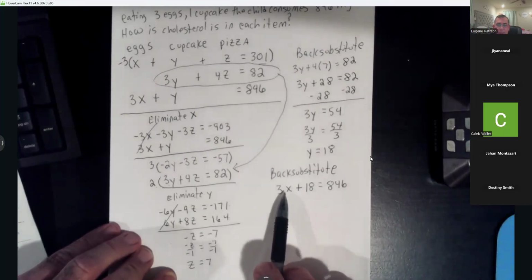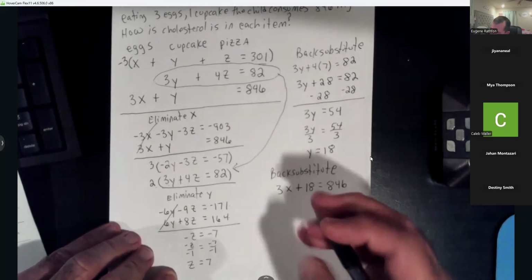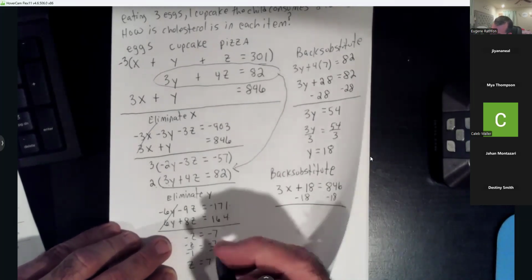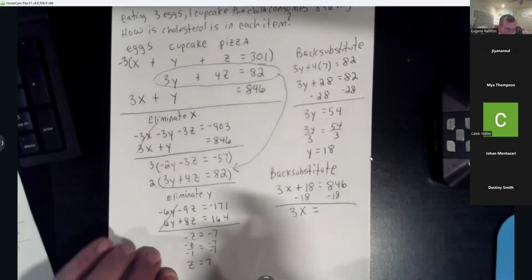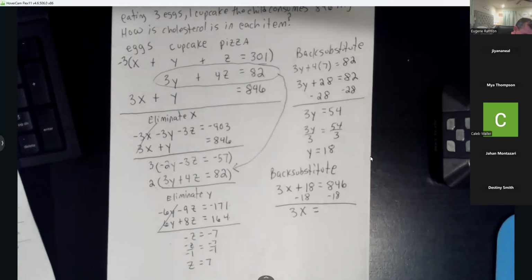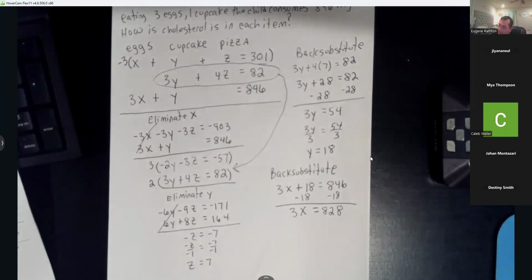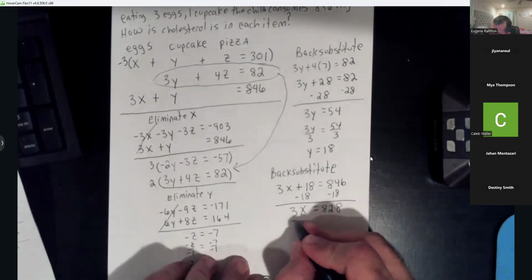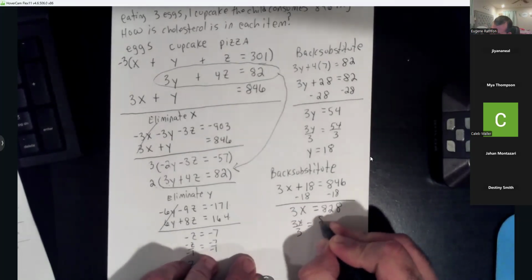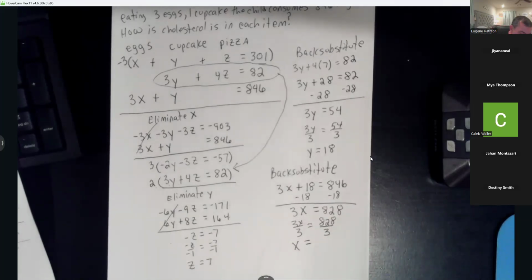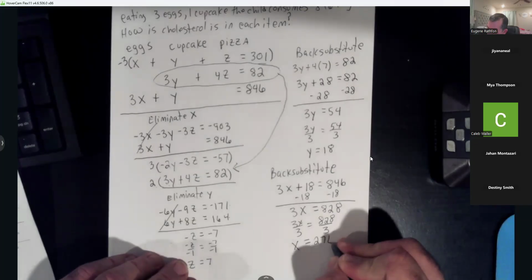All right, y'all, let's solve this. Subtract 18 from both sides. That's going to give me my 3x. 846 minus 18 gave me 828. All right, divide everybody by 3 and see what we get. So 828 divided by 3 gives me 276.